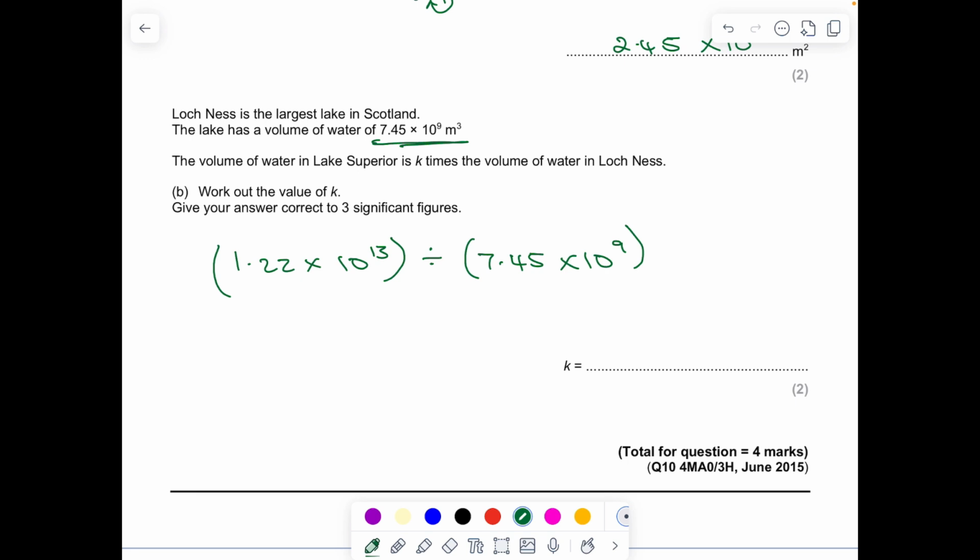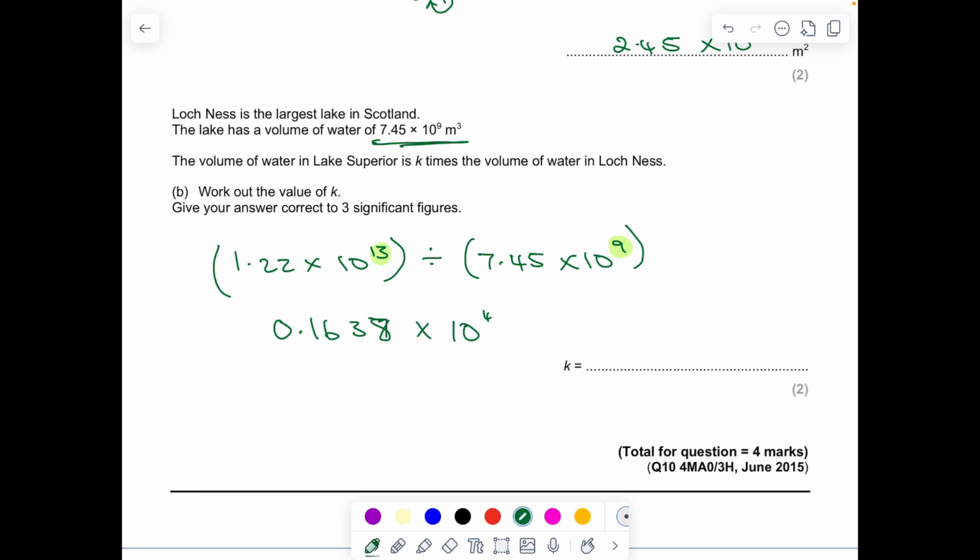1.22 divided by 7.45. That gives you 0.1637, actually 38, and I'll leave it there. You get quite a long decimal there, but I'm going to leave it there for now. And times 10 to the power of. Now remember, because I'm dividing, I'm going to subtract my indices. So I'm going to do 13 take away 9, which gives me 4. So times 10 to the power of 4.